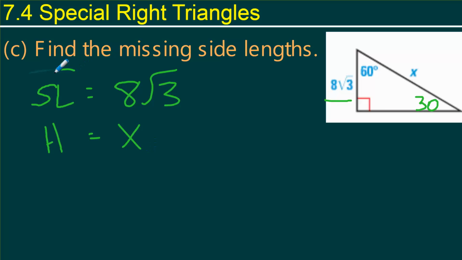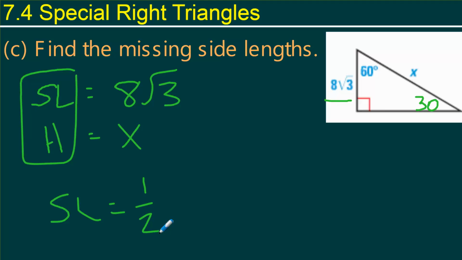Well, we know there's a connection between the short leg and the hypotenuse. We know that the short leg is always equal to 1/2 the hypotenuse, okay? Or we can write that 2 times the short leg equals the hypotenuse. So we're looking at that relationship, and that's how we're going to solve this. So we can also write that the hypotenuse, we're going to write the other way, equals 2 times the short leg.